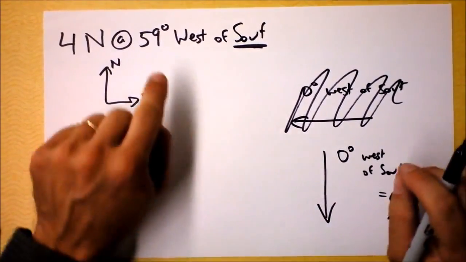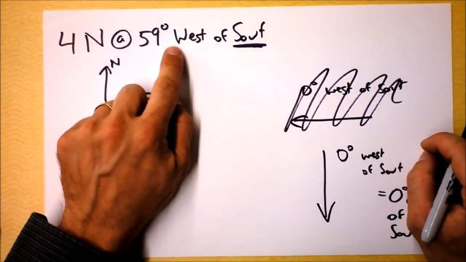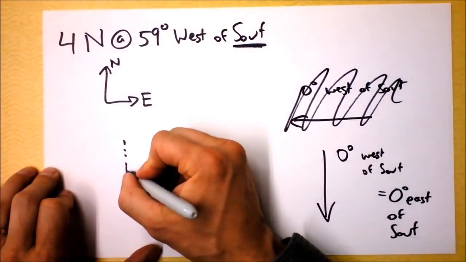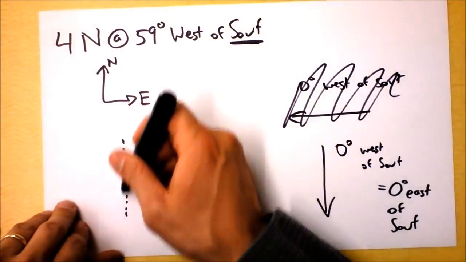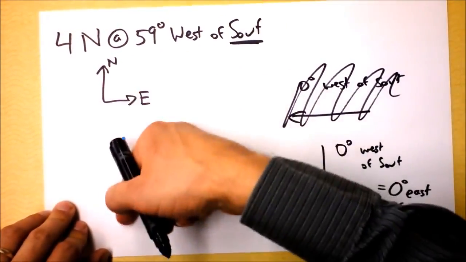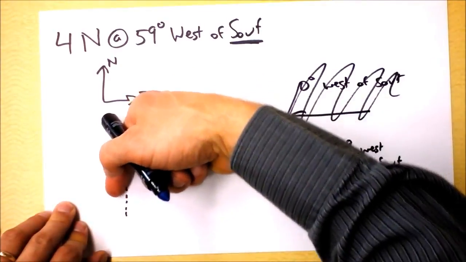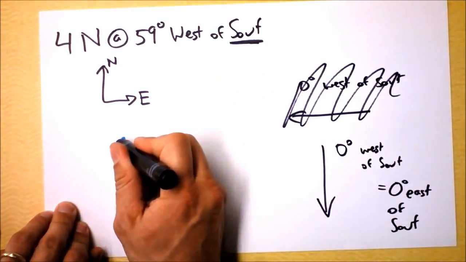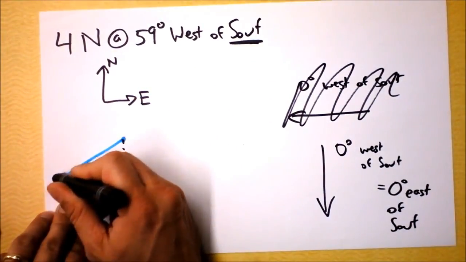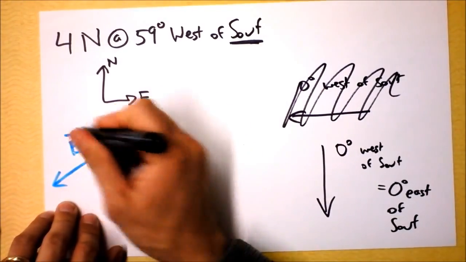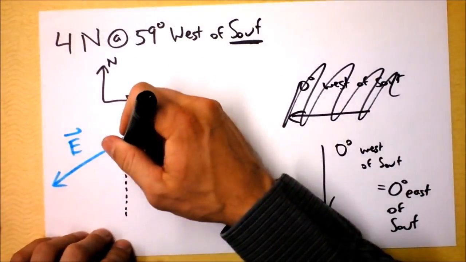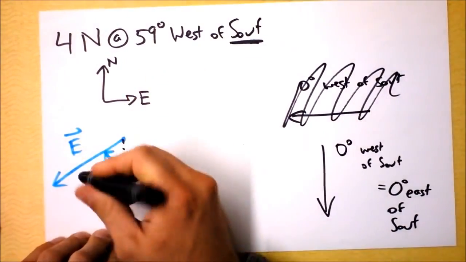Yep. But if it's 59 degrees west of south, I've got to start by considering the south and then going 59 degrees west of the south. So I'm starting from here and looking south, but I'm supposed to go west by more than 45 degrees. So I'm going to emphasize that like this. There's my vector. I should probably call this vector E or something. Vector E is 59 degrees west of south.